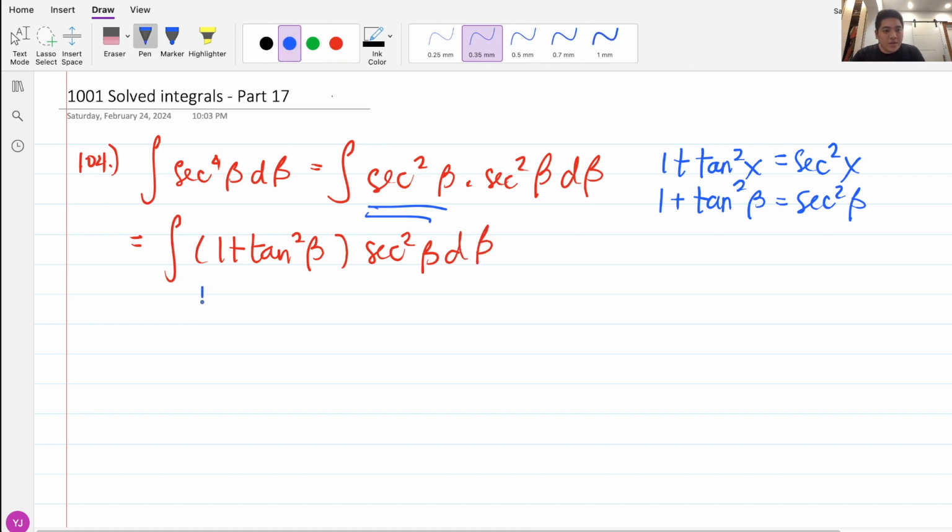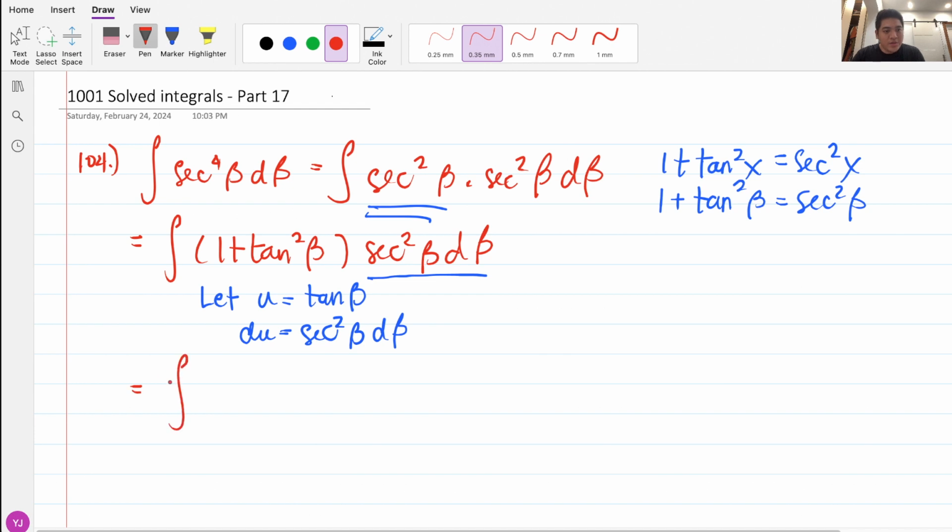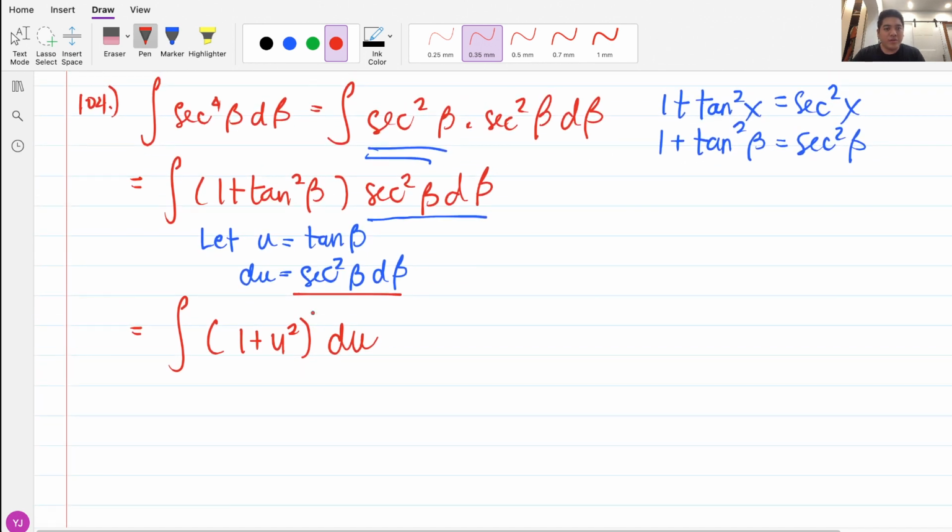So that if we let u as tangent of beta, the derivative of tangent would be secant squared beta d beta, which is readily available here. So that we can now use the u substitution, so that we have 1 plus u squared. Take note that it is squared, so it must be raised to 2. And then we have du here as our secant squared beta d beta.